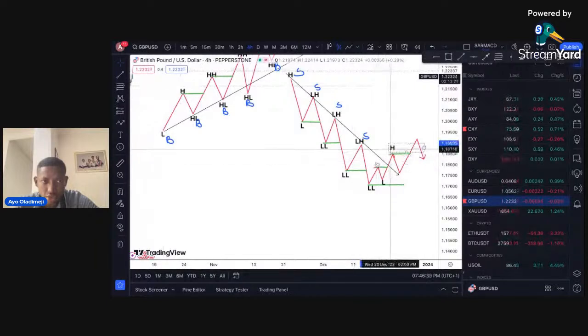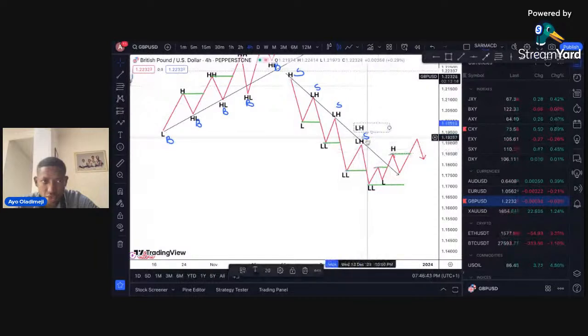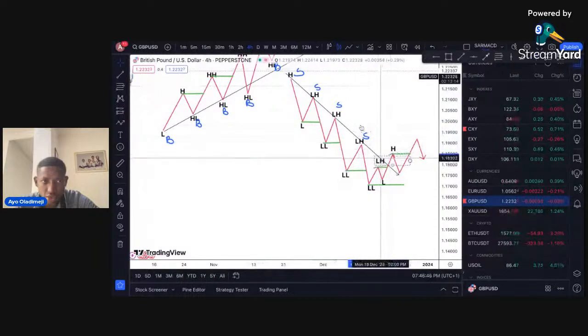This is the high. So this guy here is still a lower high, okay? This guy here is still lower high because it's still lower than this. But now it did not give us a lower low. It's supposed to give us a lower low for the downtrend to continue, but it did not give us a lower low. Instead, it gave us a new low, okay?